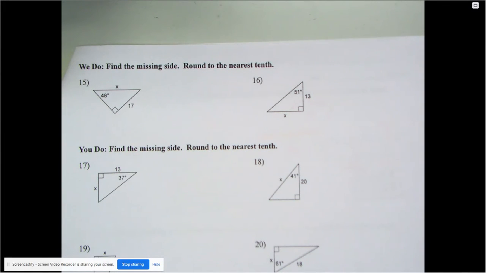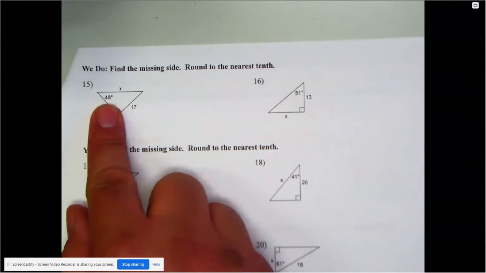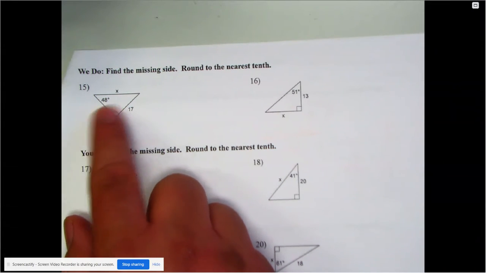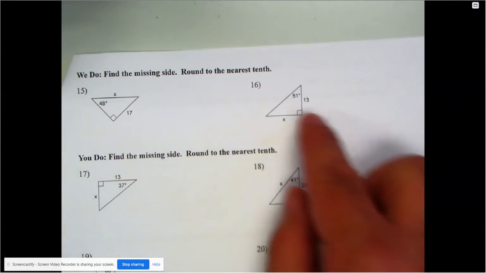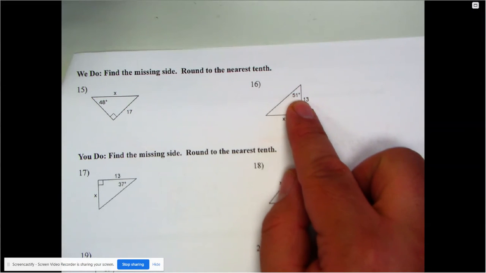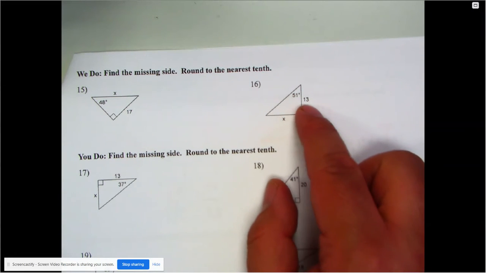And we only have 2 more problems to go. These are the we do problems. So it says find a missing side. Notice that's not a 45-degree angle. It's not a 30 or a 60. So that special rule doesn't work. This one's not a 30, 60, or a 45. So no special rule on these.